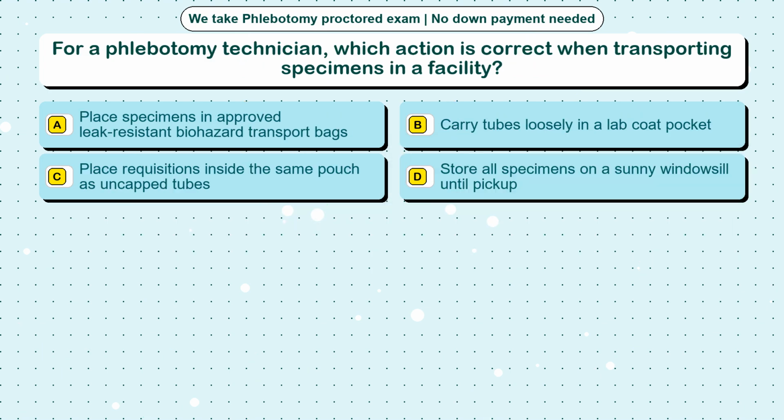Question 78. For a phlebotomy technician, which action is correct when transporting specimens in a facility? Option A. Place specimens in approved leak-resistant biohazard transport bags. Option B. Carry tubes loosely in a lab coat pocket. Option C. Place requisitions inside the same pouch as uncapped tubes. Option D. Store all specimens on a sunny windowsill until pickup.